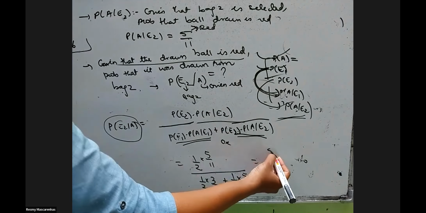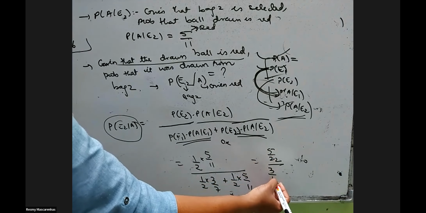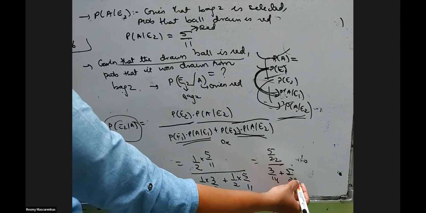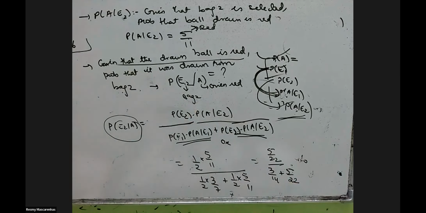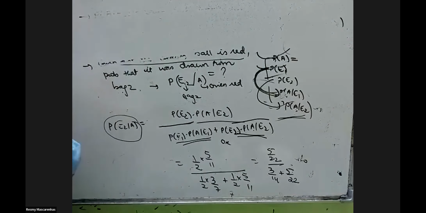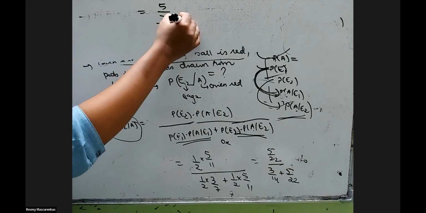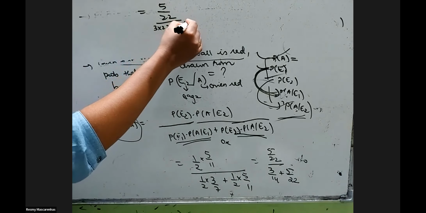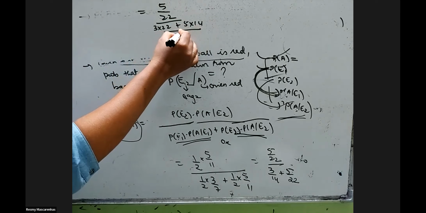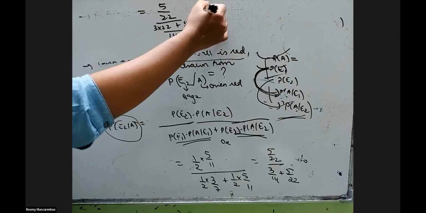This will be 5 upon 22 upon 3 by 14, 5 upon 22. Then cross multiply: 5 upon 22 upon cross multiply, 3 into 22 plus 5 into 14. Don't multiply 14 into 22, just keep it like this. Then this will become reverse.